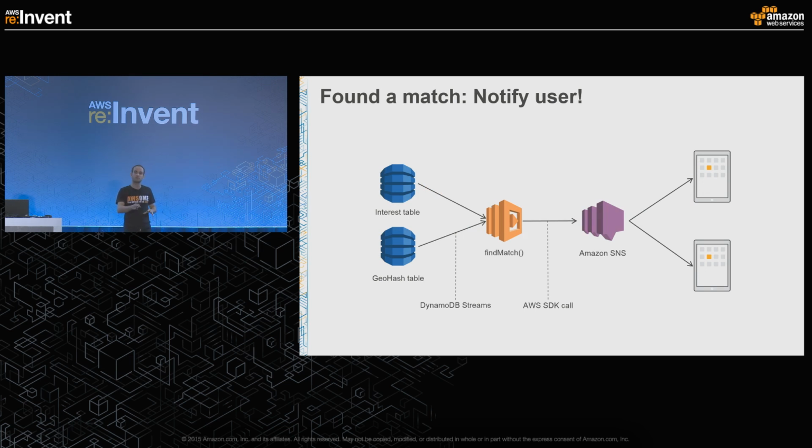Remember, we have a few movable components, the interests and the geolocation, the position of the users, which continuously change. And whenever they change, a DynamoDB stream triggers my find match Lambda function, which now makes the decision of, have I found a match or have I not found a match? If I found a match, then I want to notify the user. How do I do that? Well, I'll make an AWS SDK call against Amazon SNS to push out that notification. Because the Lambda function can obviously also leverage the SDKs of AWS to call other Amazon Web Services, such as SNS, for example.